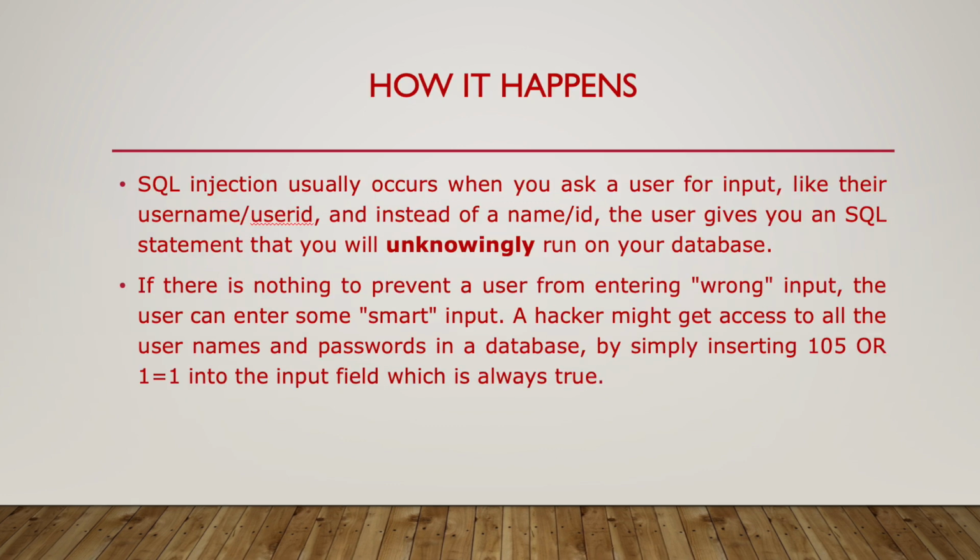How it happens. SQL injection usually occurs when you ask a user for input, like their username or user ID, and instead of a name or ID, the user gives you a SQL statement that you will unknowingly run on your database. If there is nothing to prevent a user from entering the wrong input, the user can enter some sort of smart input. A hacker might get access to all the usernames and passwords in a database by simply inserting 105 or 1=1 into the input field, which is always true.